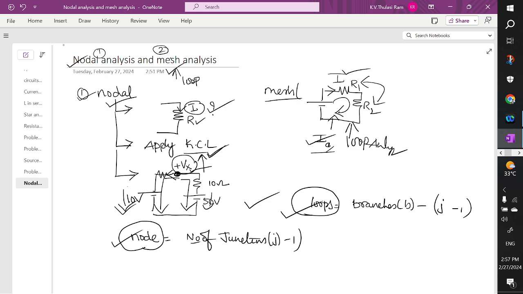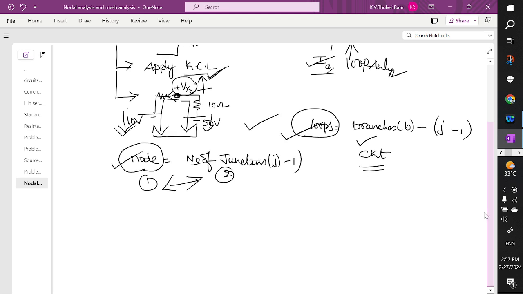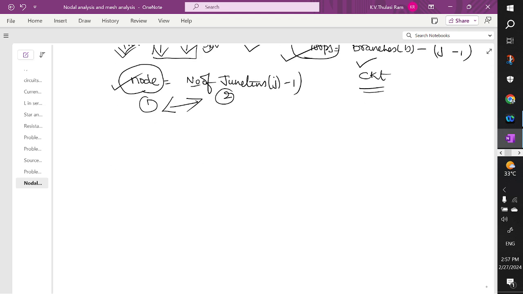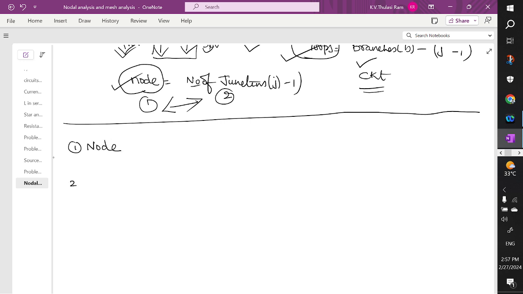Now we need to know what is meant by a node and what is meant by a junction. What is the difference between a node and a junction? And we need to understand what is meant by a branch and what is meant by a circuit element. So in order to understand it, let's try to solve one problem on this analysis. Before going to this, let's try to understand a few concepts. The first is what is meant by a node, the second is what is meant by a junction, and the third is what is meant by a branch.